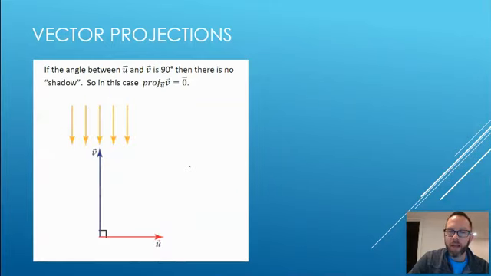And if the angle is exactly 90, there's not much to add to this diagram here. Much like if you're outside and the sun is directly overhead, you won't see a shadow. In this case, there is no shadow as well. The vector projection will be the zero vector in this case.